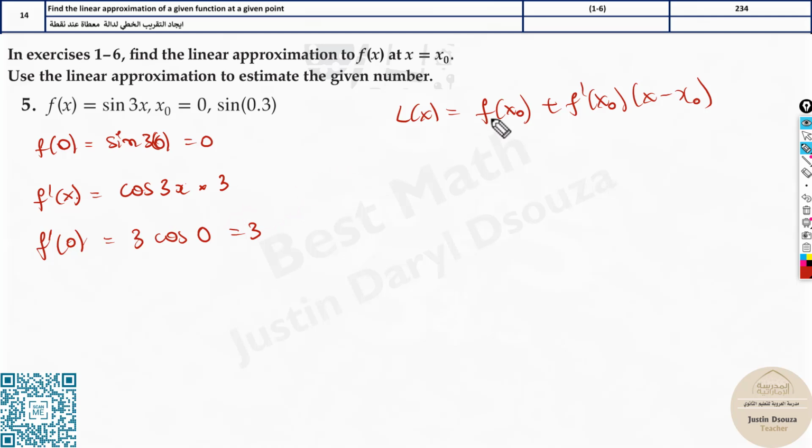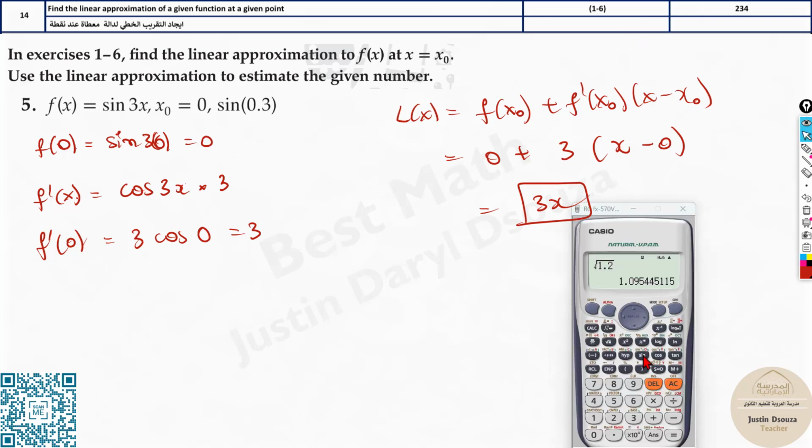And now let's just write it out over here. What is f of x naught? It's 0 plus the derivative, which is 3, as we found out. What is the x value? x itself, minus what is x naught? 0. So we have to multiply this 3 inside. See, 0 is gone. 3 times x. Then 3 times 0, that's not required. So the answer is 3x.